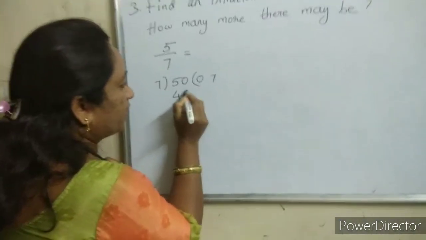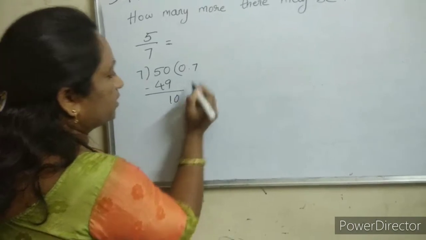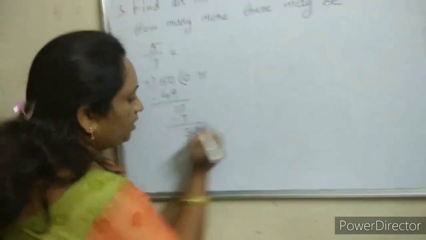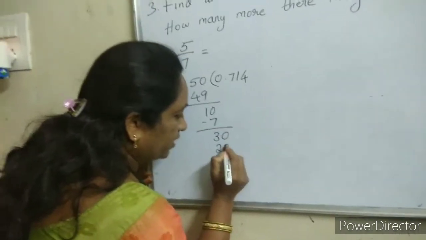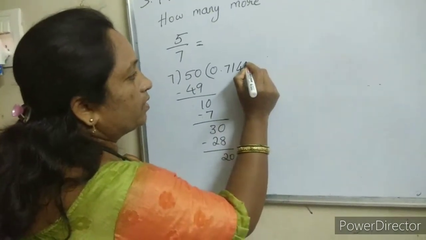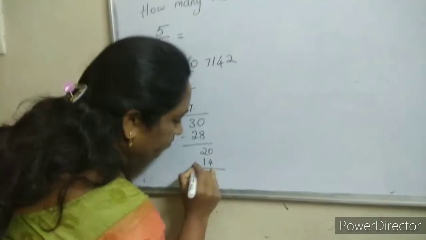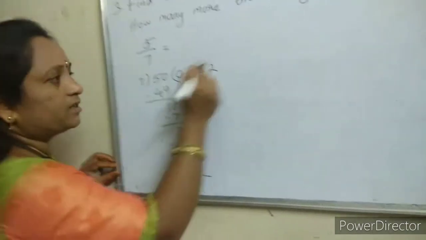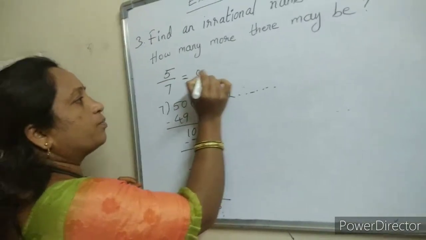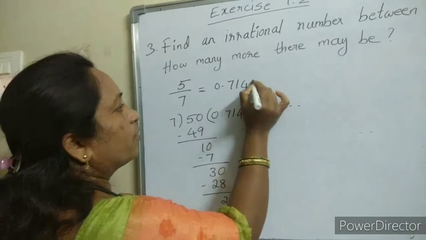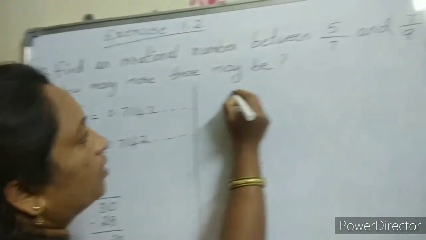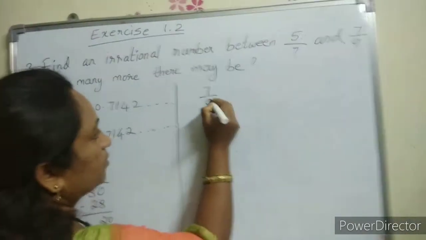Okay. Now let me divide this. 7 sevens are 49. 1, 0, 1 time 7. After subtraction 3. 4 sevens are 28. Again after subtraction 20. Then 2 sevens are 14. Like that. And here this is not stopping, this is continuing. So your 5 by 7 is 0.7142 and so on.